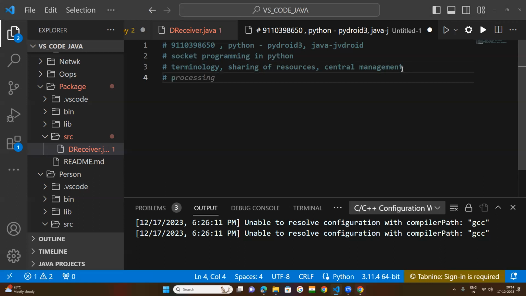IP address. Next, NIC, I will explain. After that, we will write the code. Next, MAC address, port number, port, socket. Okay, next, these are the types of terms we need to understand. Okay, and host or node.